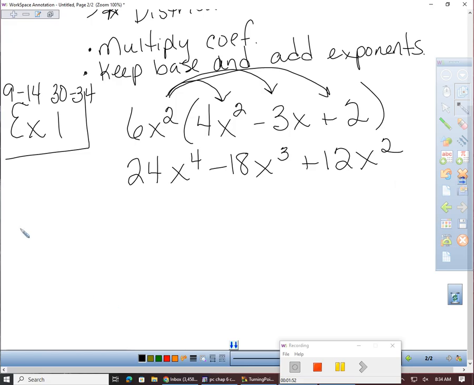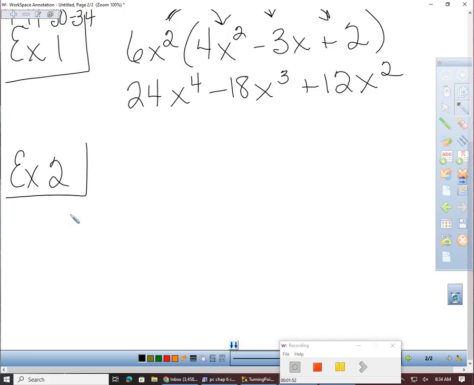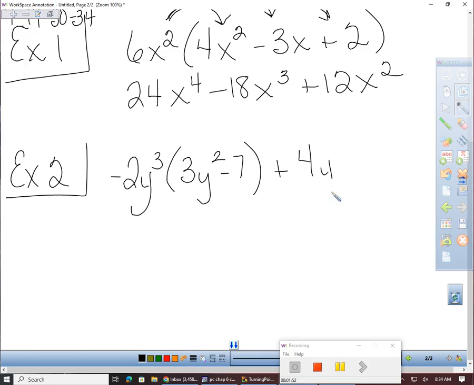Okay. Here is example number 2. We're going to get it a little bit tougher. What if, same problems, what if I had negative 2y to the third times 3y squared minus 7 plus 4y times 3y to the fourth minus 2. Woo! All right, so we have that negative 2y to the third in front of the parenthesis, which means we have to distribute. Yes?